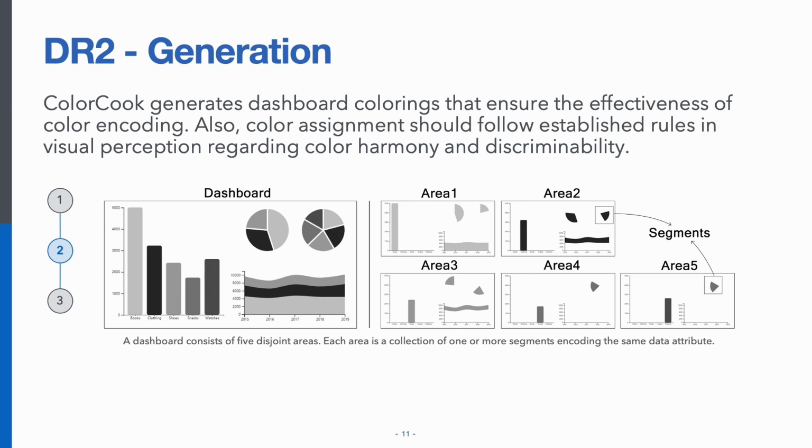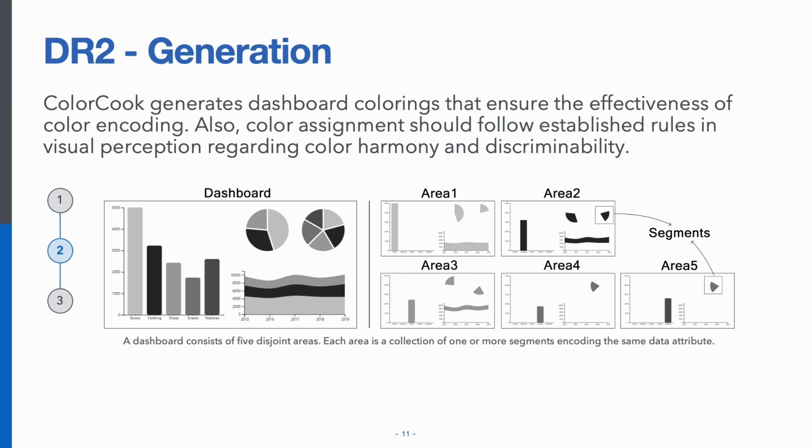To ensure color consistency across multiple charts, that is, same field, same value color mapping, ColorCook then segments a dashboard and assigns the colors to the segments accordingly. Here, we define a segment as a component of a chart in a dashboard that can be color encoded, and an area as a set of segments encoding the same data field. We relate dashboard areas to data fields as their numbers are equal.